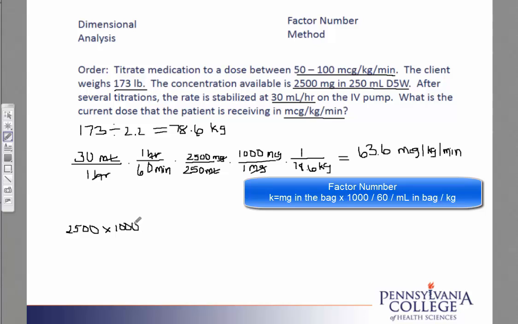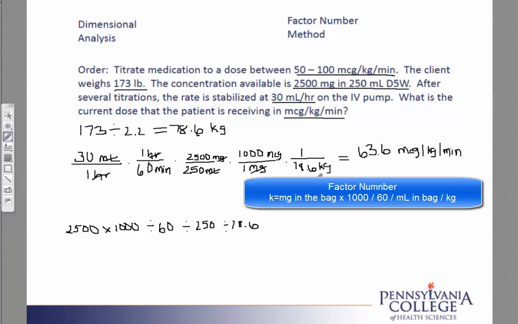I divide by 60. I divide by 250, which is the milliliters in the bag, and I divide by the weight, which in this case is the 78.6. One of the things you'll notice is that the math that I've set up here based on the formula is exactly the math that is in the dimensional analysis. In the dimensional analysis, I multiply the 2,500 times the 1,000 divided by 60 divided by 250 divided by 78.6.